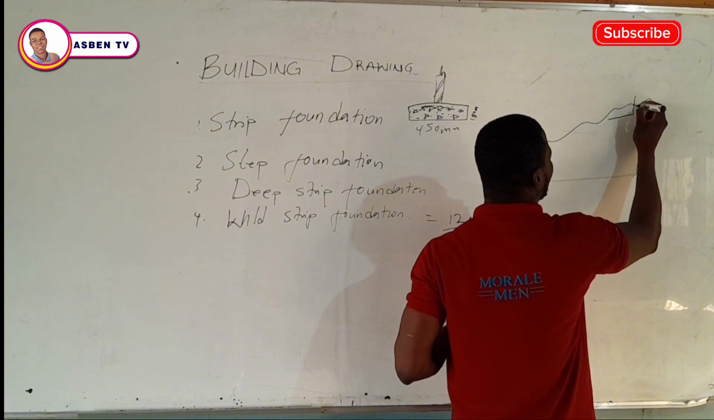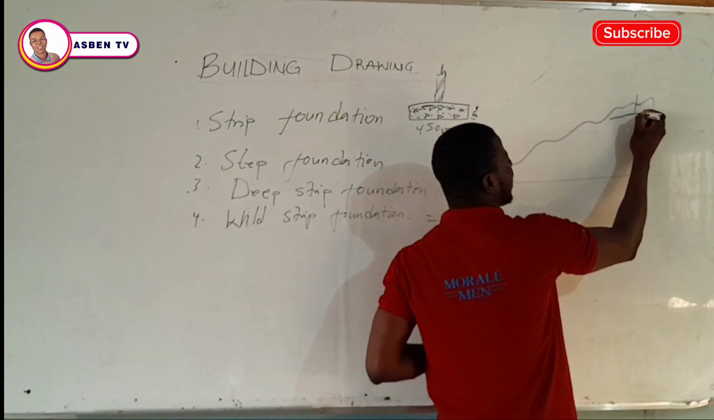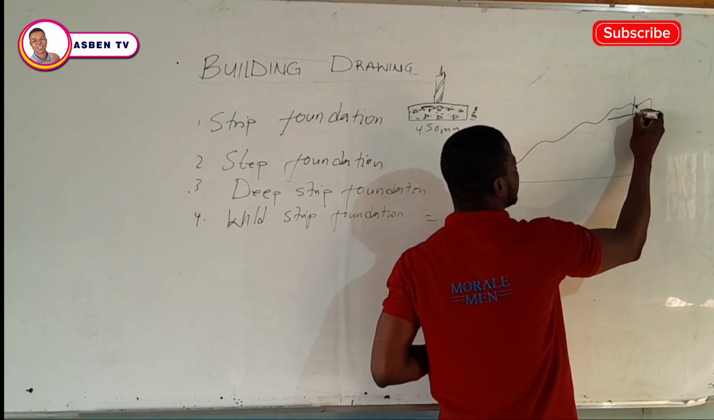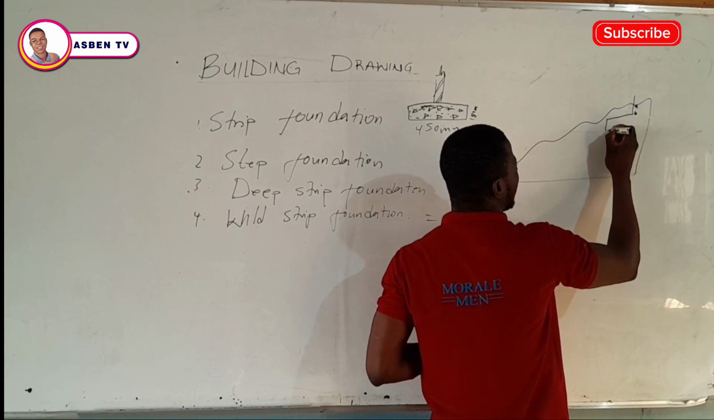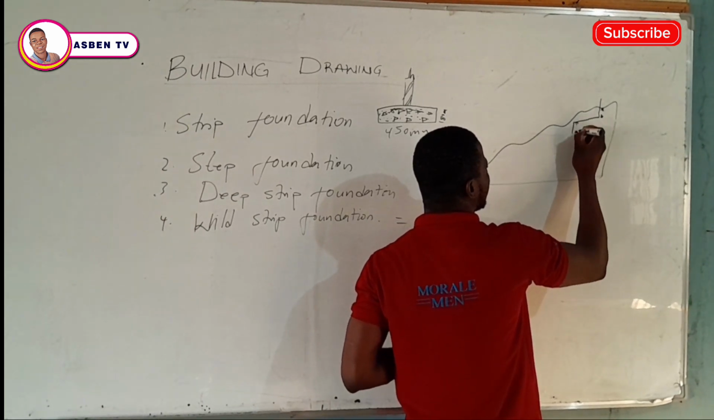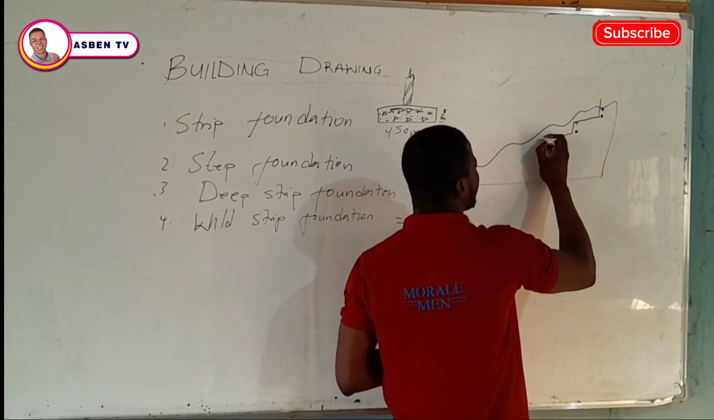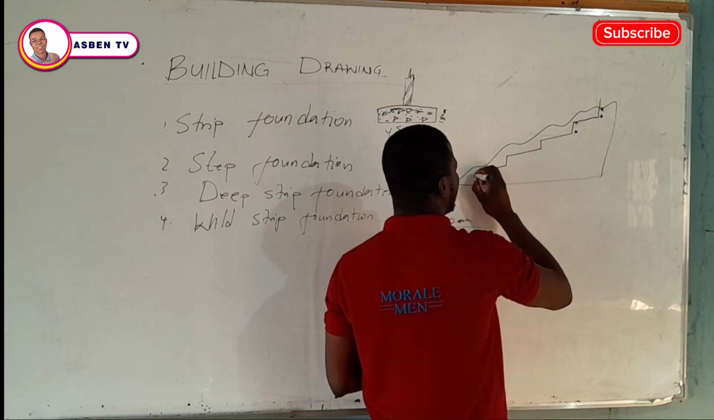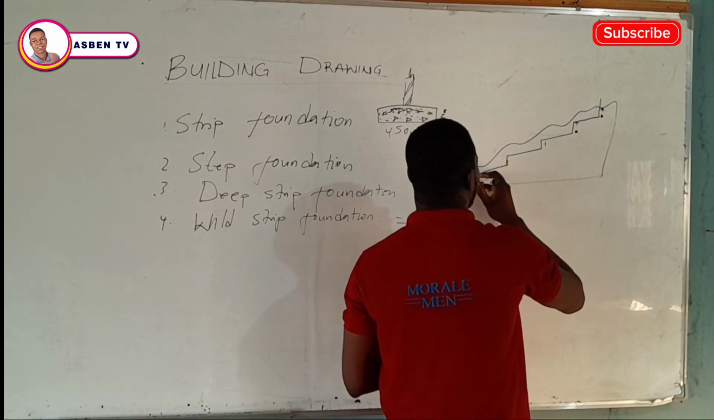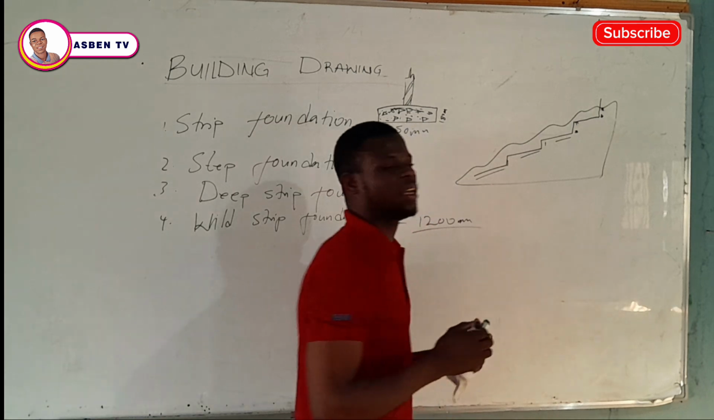The height here should be equal to the other one here. This and this should be the same, and the length should be the same, like this. So here and here, they should be the same measurement.